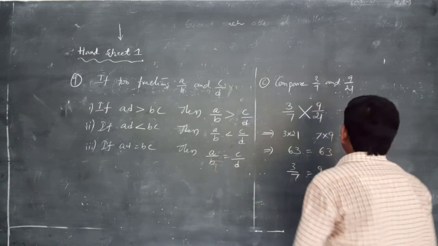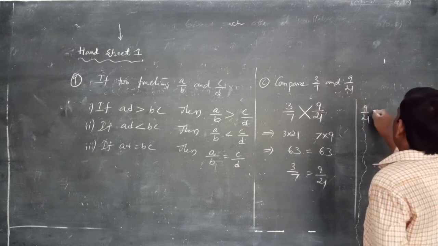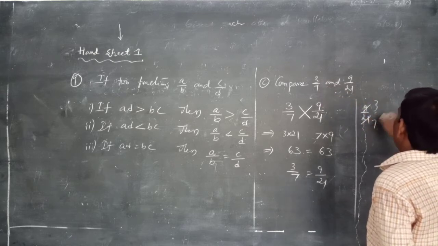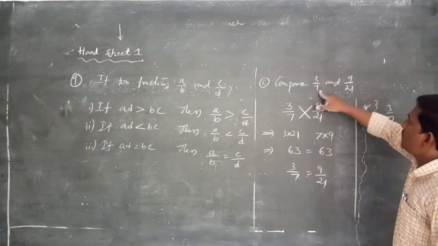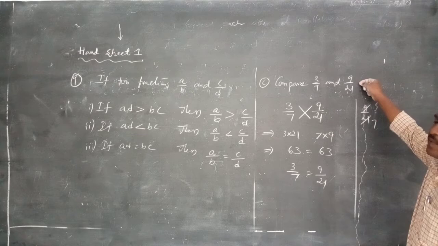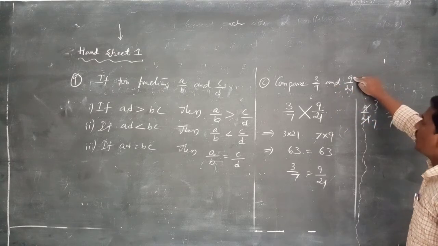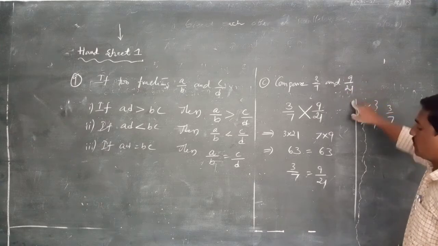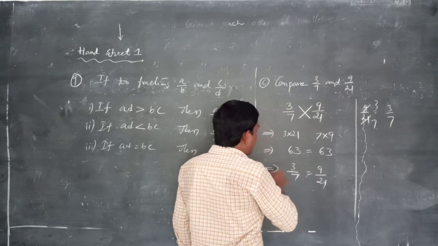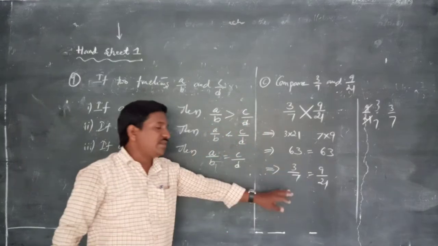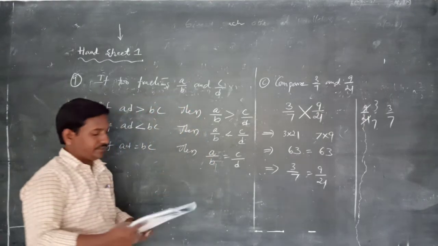Simply you can say that we have 3 by 7, and 9 by 21 means 3 times 3 and 7 times 3. So 3 by 7 and 9 by 21 are both equal fractions. So equivalent fractions are obtained by multiplying the numerator and denominator by the same number. So both are equivalent fractions. An equivalent fraction means the fractions have the same value, and they are called equivalent fractions.